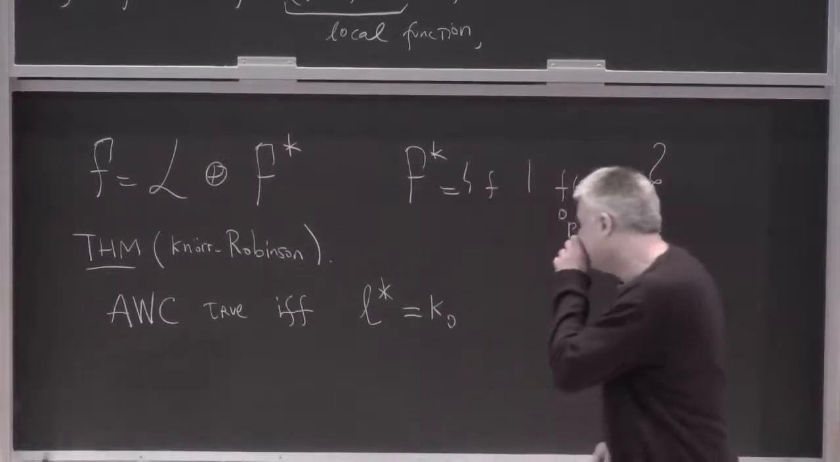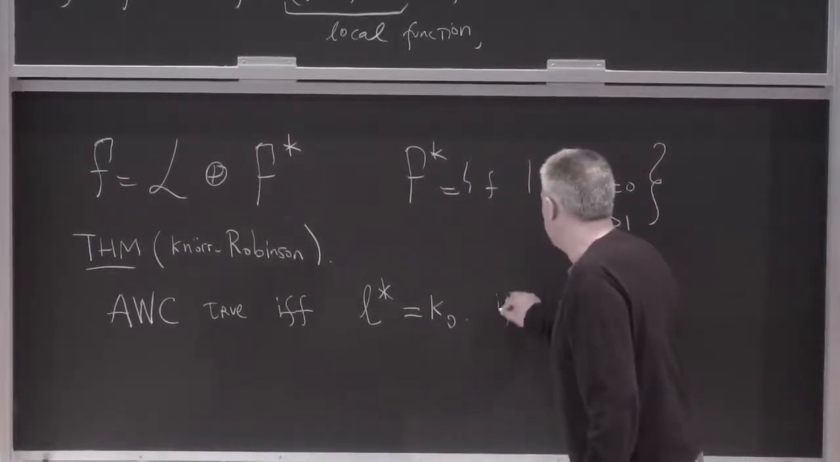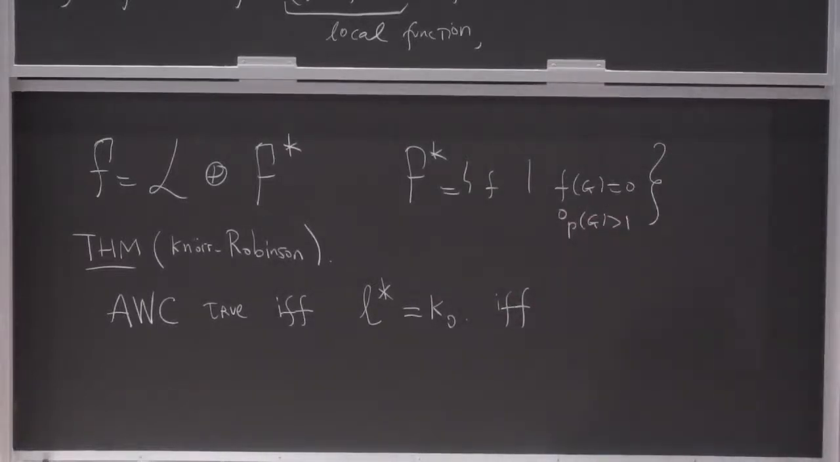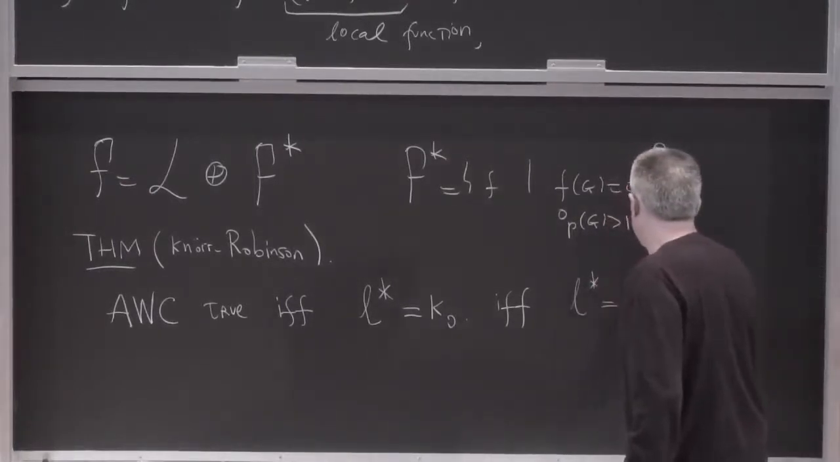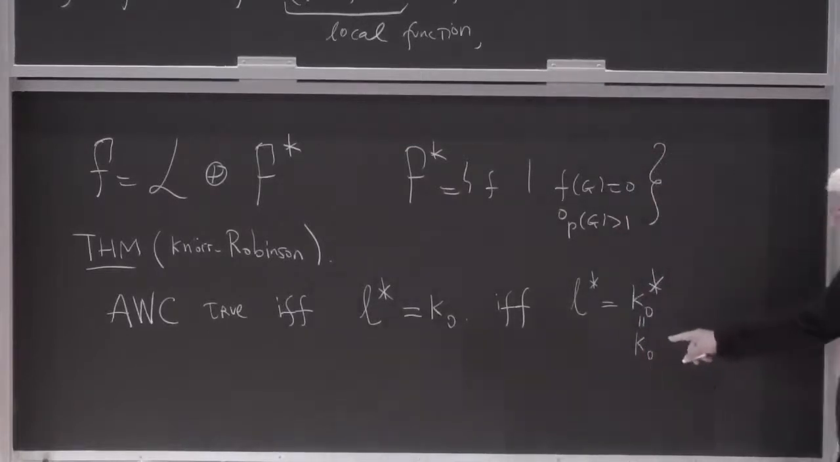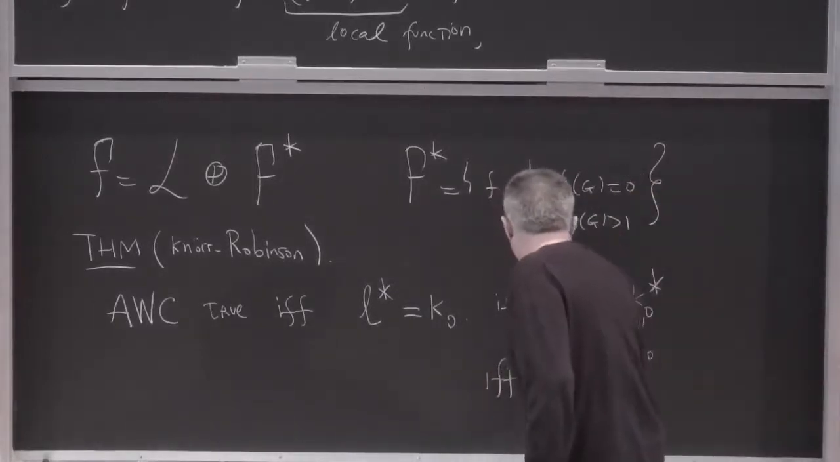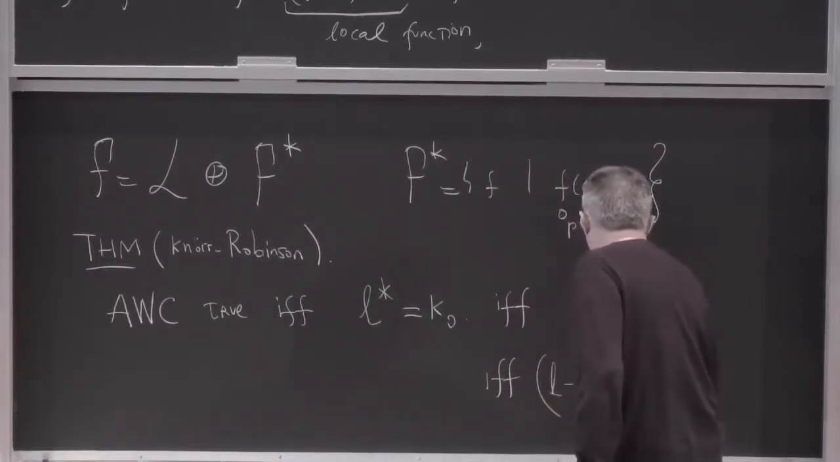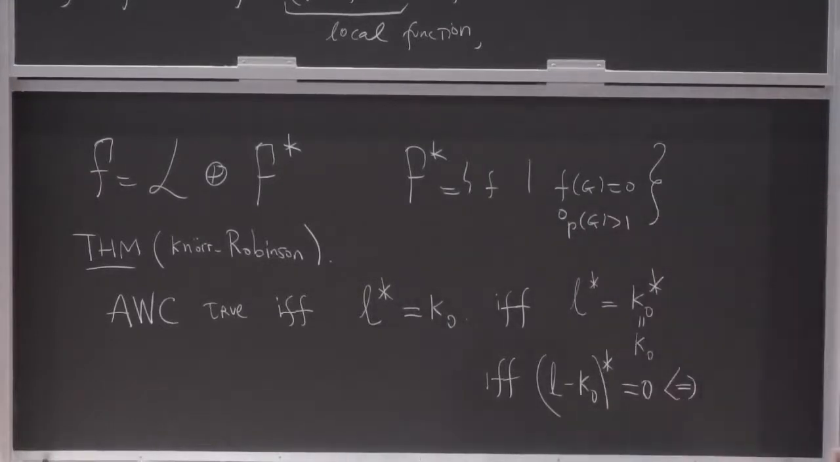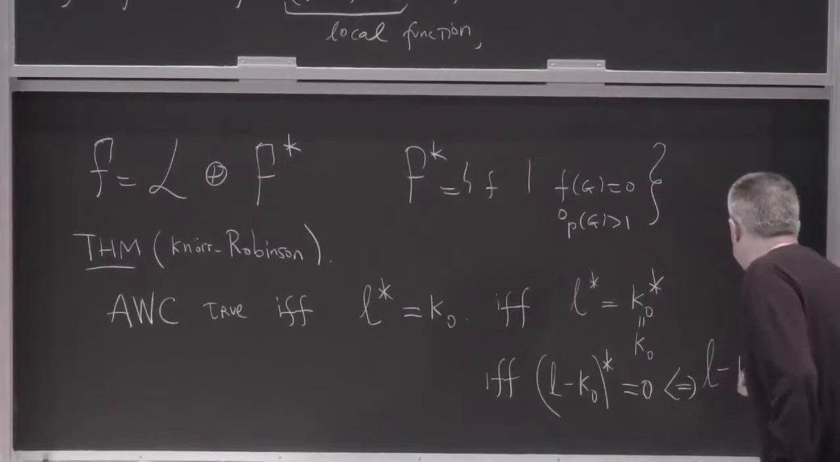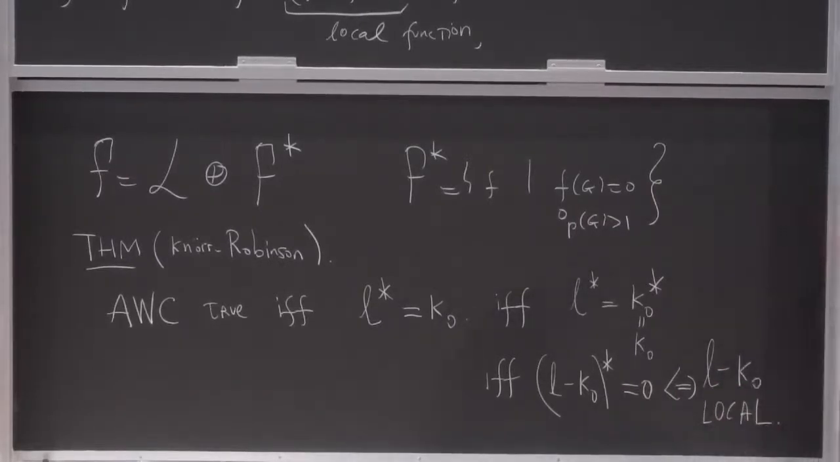But notice now that this is the same as saying K naught is a function that is 0 whenever O_P of G is bigger than 1. So this means that K naught is the same as K naught star. Right? I mean, we proved that. Whenever you have a function that is 0 whenever O_P of the groups are bigger than 1, then it equals the same function. So this happens if and only if L minus K naught star equals 0, if and only if, by my official definition, L minus K naught is a local function. So now Alperin weight conjecture simply says that the function L minus K naught is local.